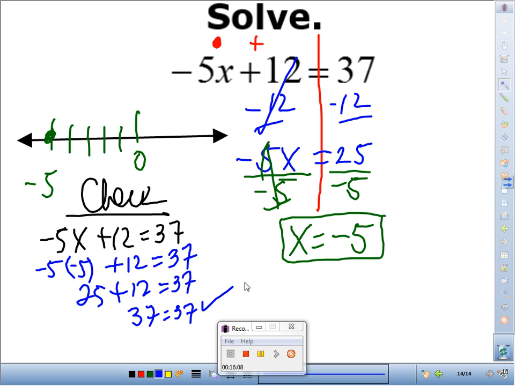How we doing? Show me with your fingers from 1 being the lowest, 5 being the highest, how you feel with these. Got some 5s, some 4s. Some 3s and a half. Okay. Let's do another one.